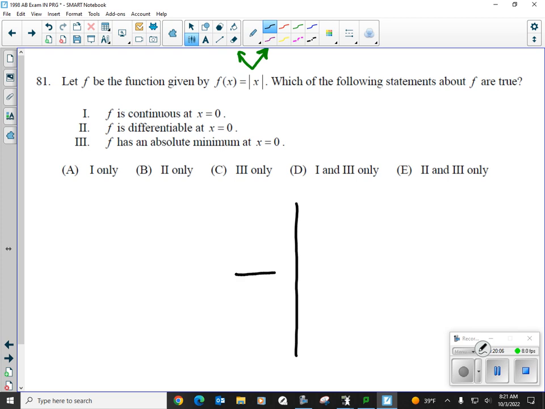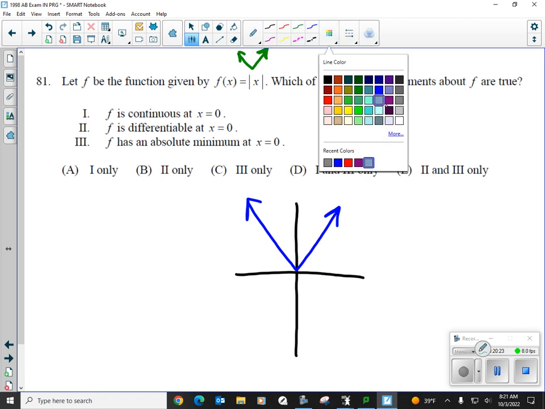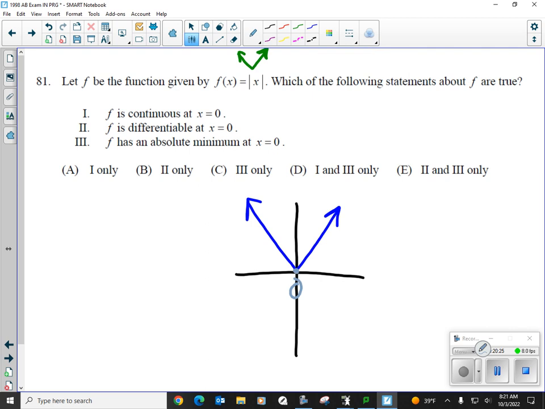If I were to graph this, the absolute value function looks like that. It goes up and down forever. And it says f is continuous at x equals 0. So they're just looking at this point where x is 0, right here at the origin. There's a point there. Is it continuous there? Yes. There are no holes, no breaks, no jumps, no asymptotes.